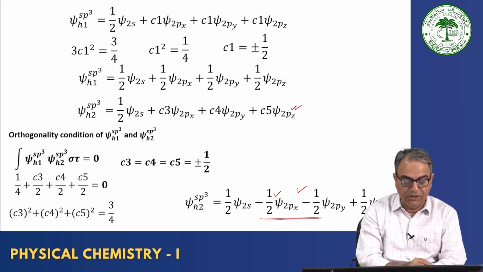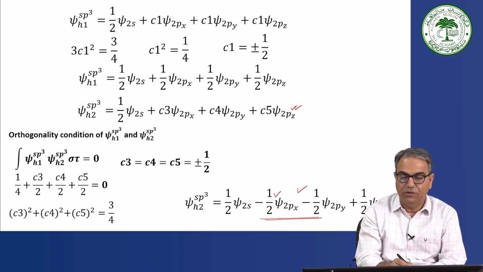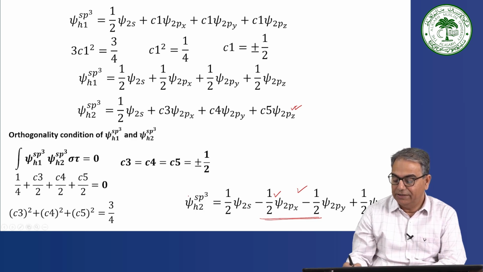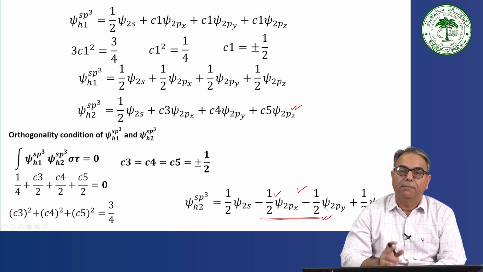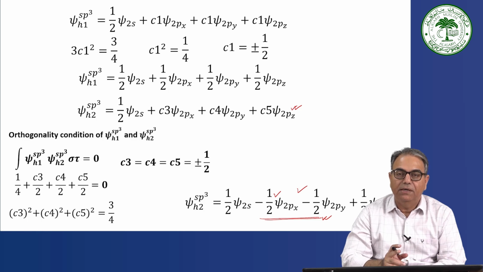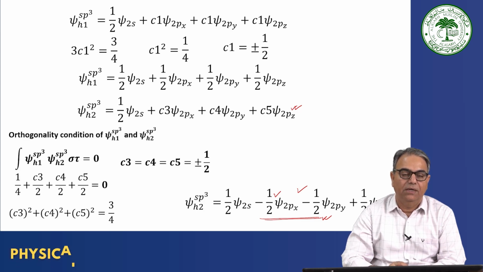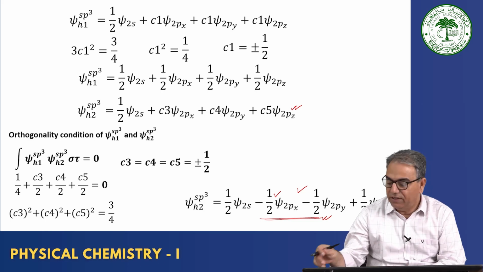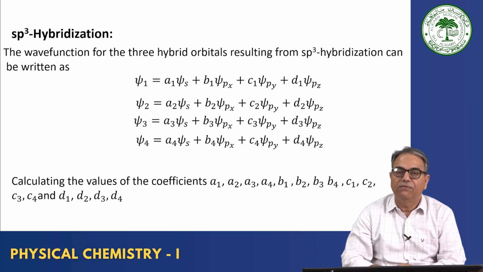And if you have c3 square, c4 square, c5 square, the contribution is 3 by 4. So for each of these it will be 1 by 4, 1 by 4, 1 by 4, and if you remove their square, then it will be plus minus 1 by 2, plus minus 1 by 2, and then this function we can write. But remember that we have started talking about the lobes of the sp3 hybridization by saying that there is equal contribution from the p orbital. Okay. If we don't suppose this, then how can we find out? We can find out then also the different coefficients.